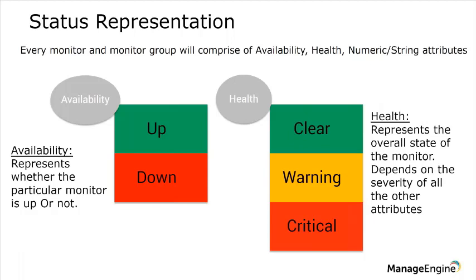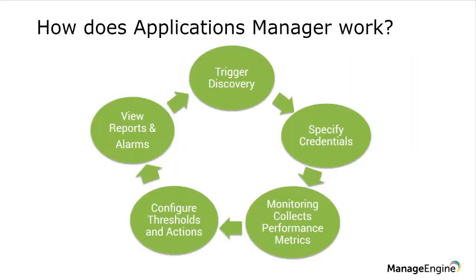Status representation, where in Application Manager, every monitor or monitor group will comprise availability, health, and numeric or string attributes. Availability represents whether the particular monitor is up or not, and health represents the overall state of the monitor, depending upon the severity of other attributes. And we have three severities: clear, warning, and critical.